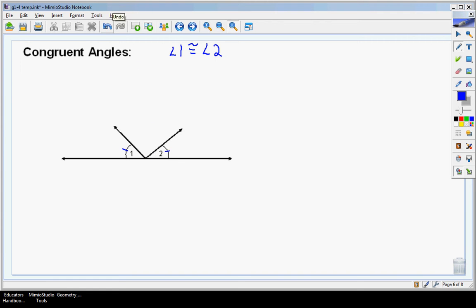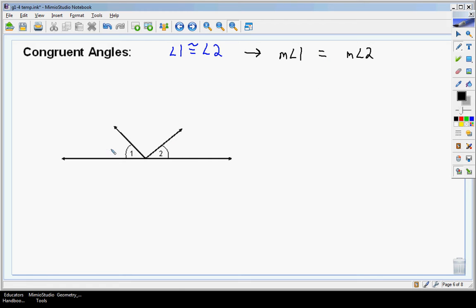If they're not using the little hash marks, they might put two lines if there's another pair of them that are congruent. What is important to know is if they are congruent, what should I be able to say about their measurements? They are equal.